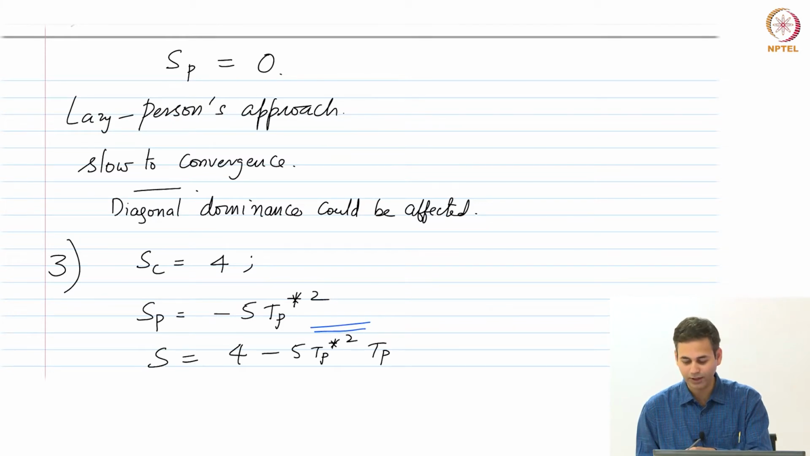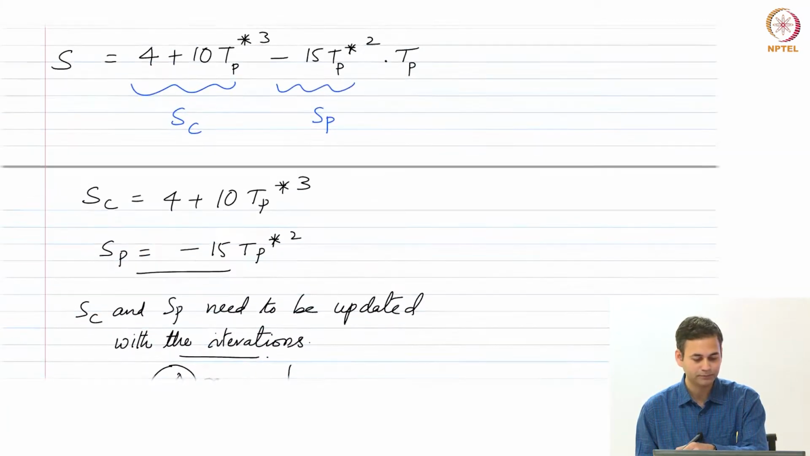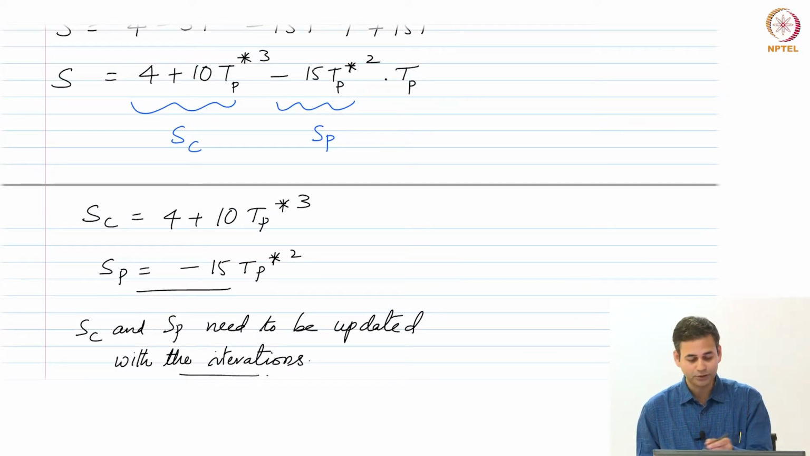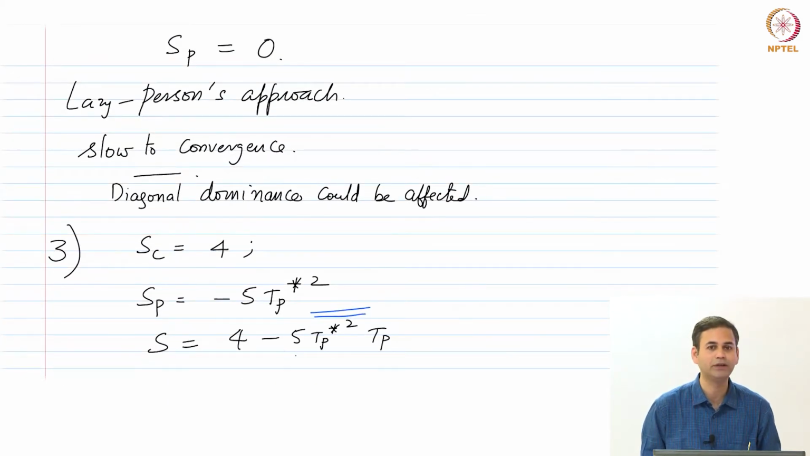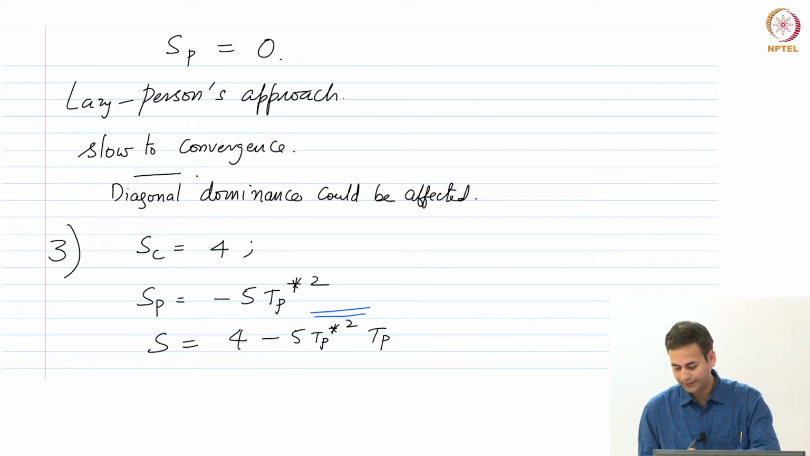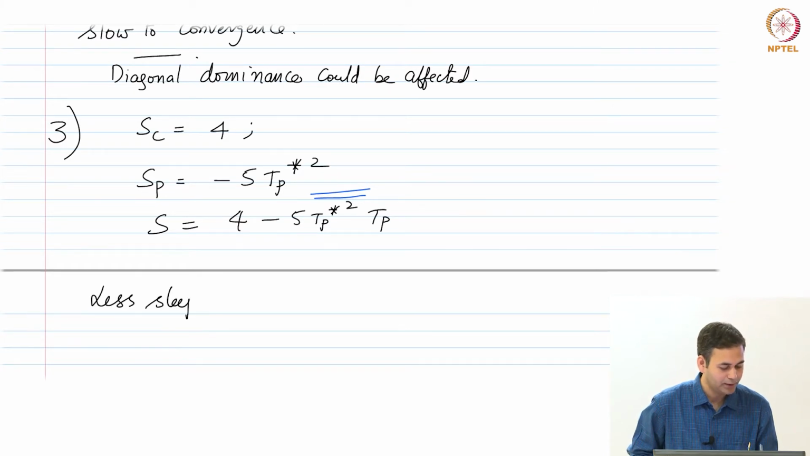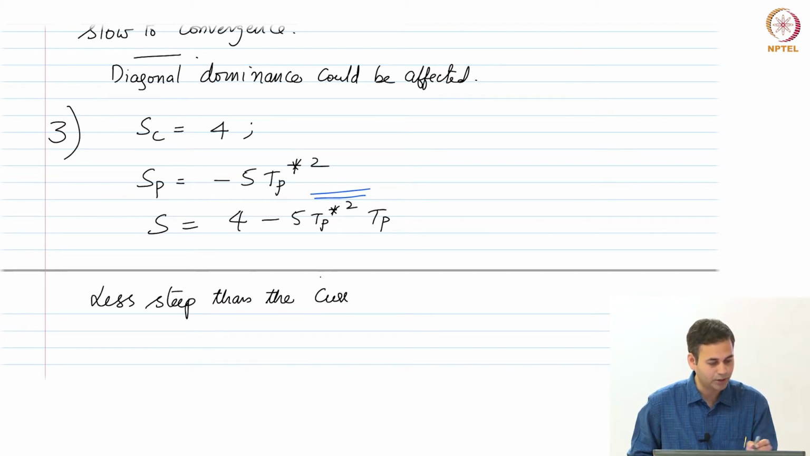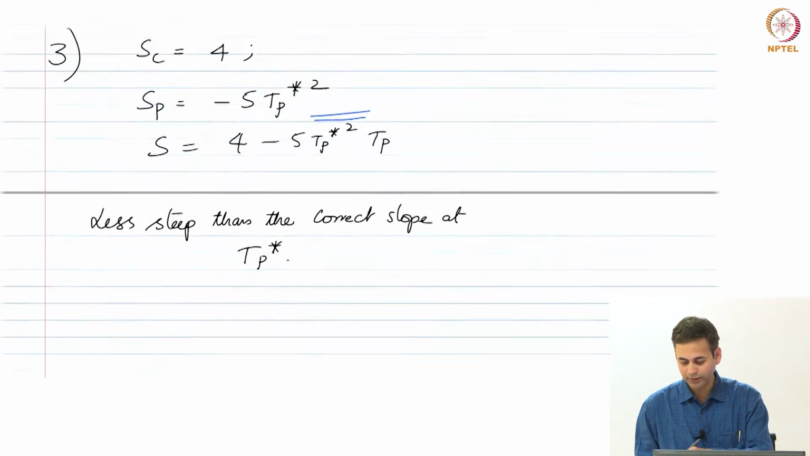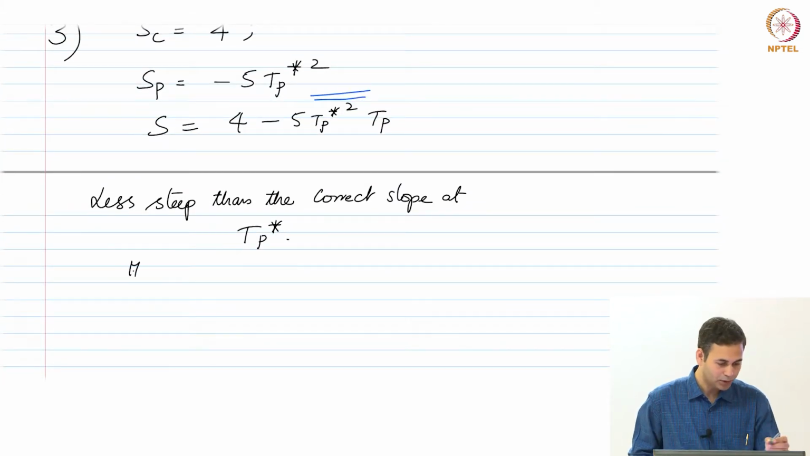Okay, so essentially the first model that we had, what was the slope of the curve? Minus 15 Tp star square. But essentially this is like a tangent to the curve at Tp star, right? What will be the slope of this one? This is only minus 5 Tp star square. So this is less steep than the original model, right? Less steep than the correct slope at Tp star. As a result, this would also converge. Only thing is that it will be slow to converge.